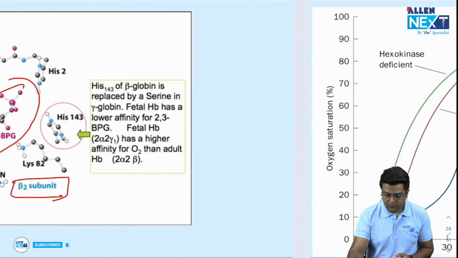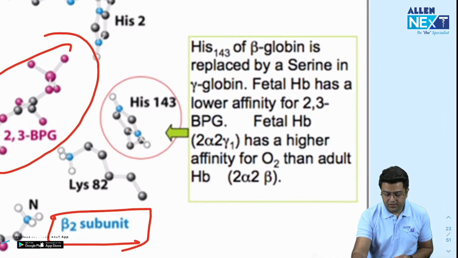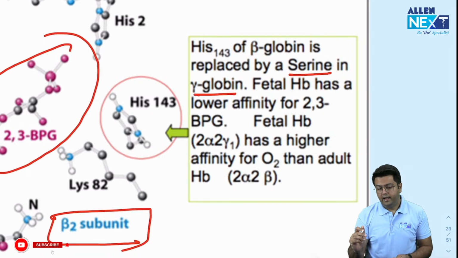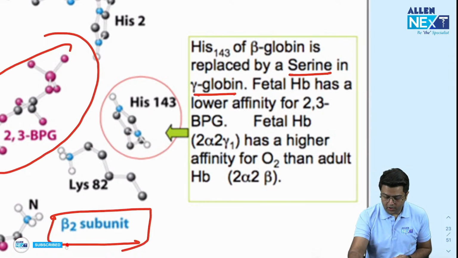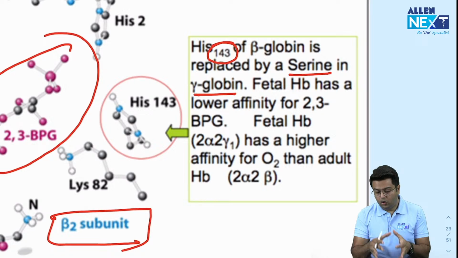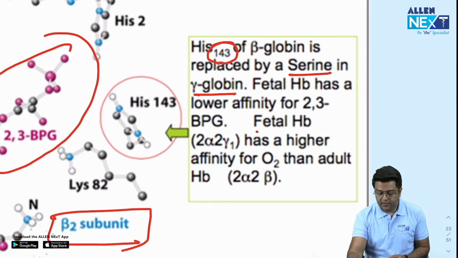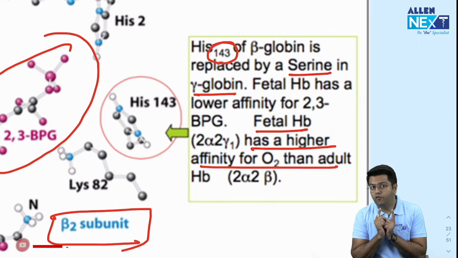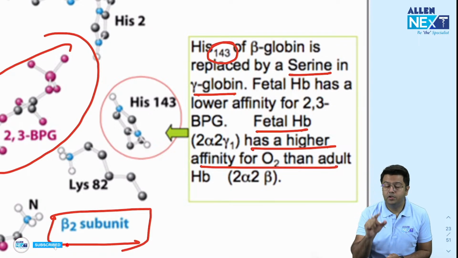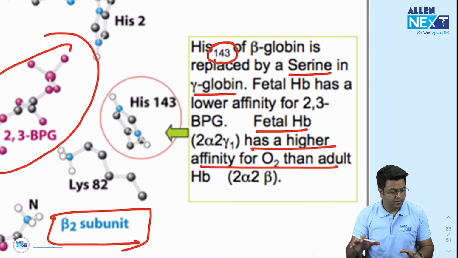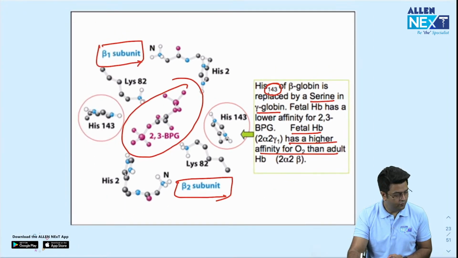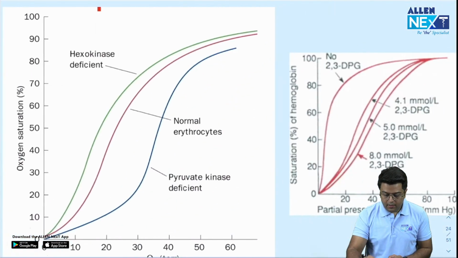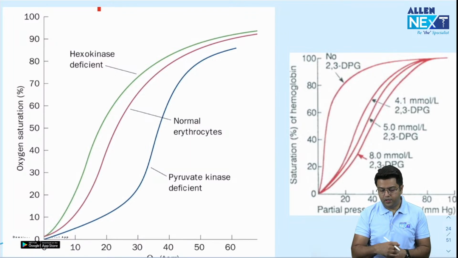Just one more thing. The histidine of the fetal hemoglobin is replaced by serine at position number 143. So that lowers the affinity for 2,3-BPG. That's why fetal hemoglobin has a higher affinity for oxygen. So remember, histidine at the 143 position is lost. Is it clear to all of you? Now let's move to the next point.